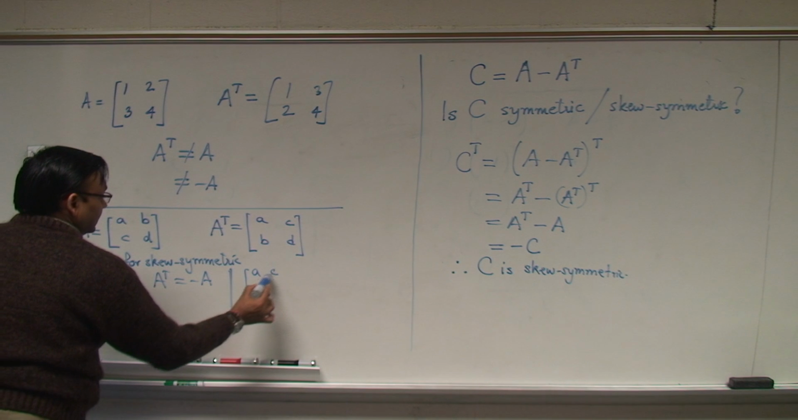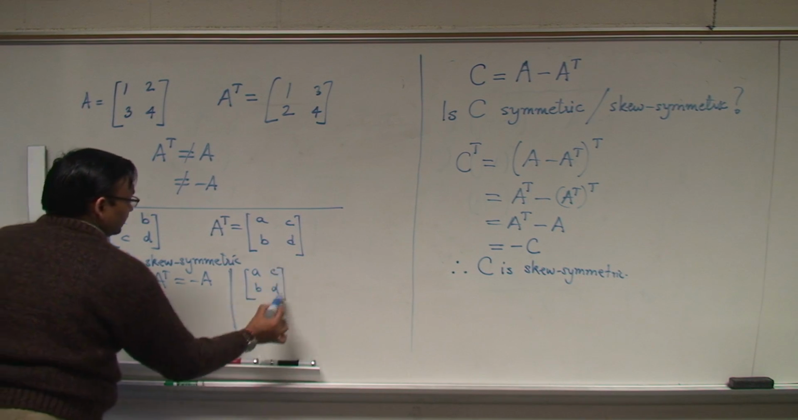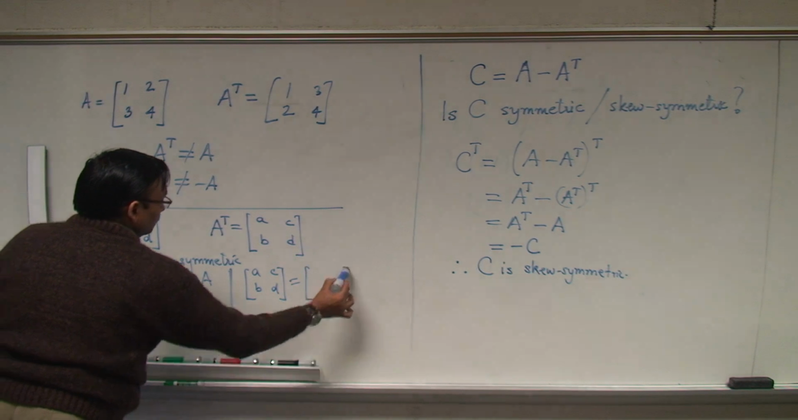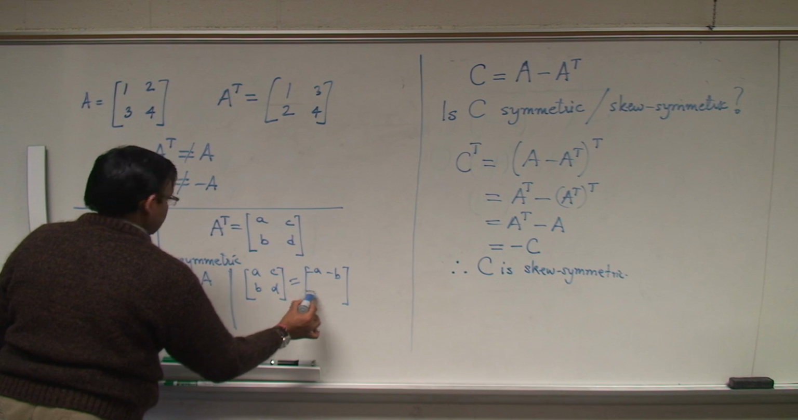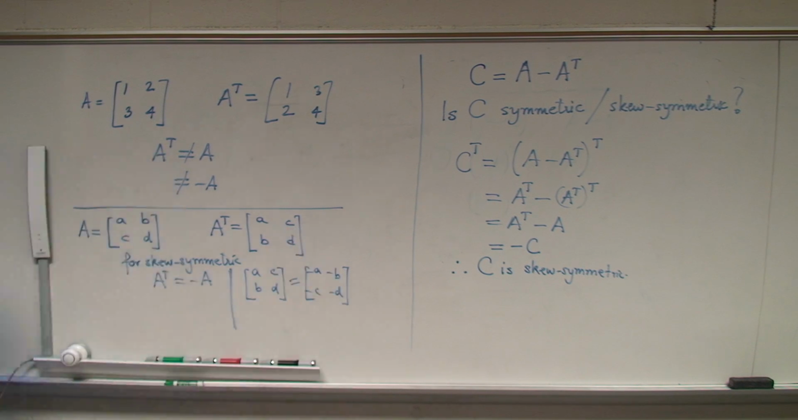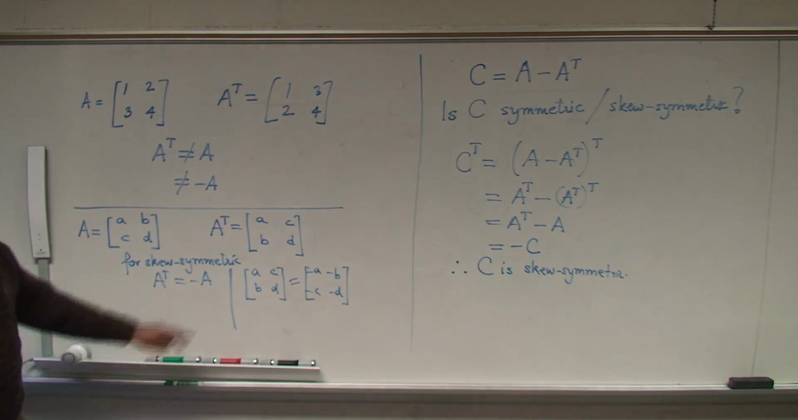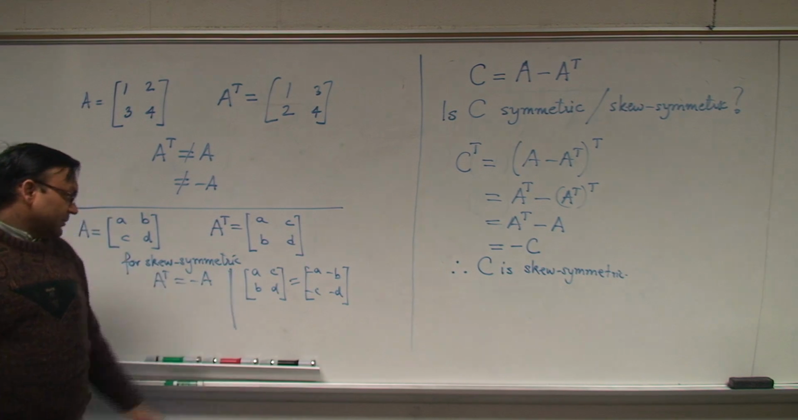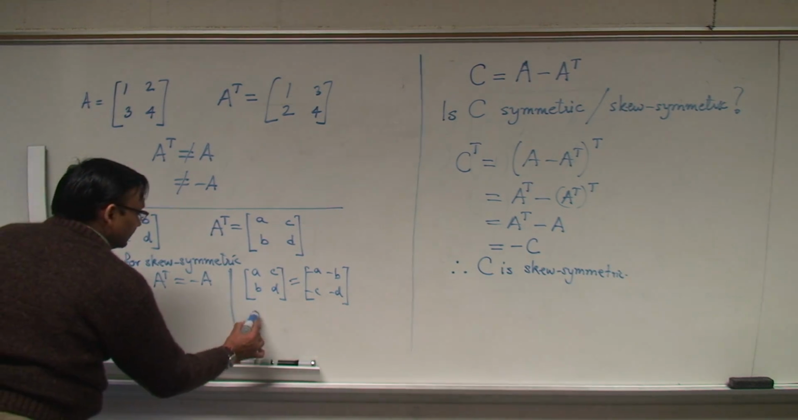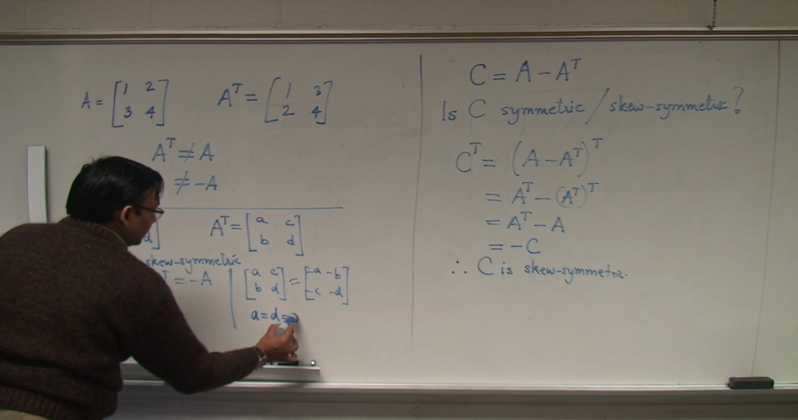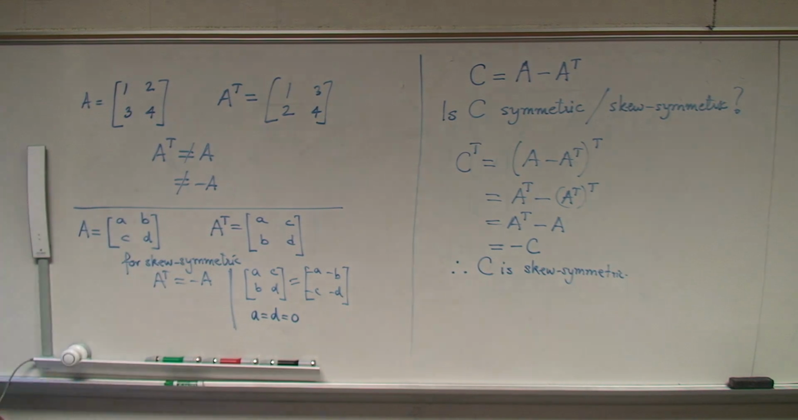that the matrix I have written for my A transpose must be equal to the matrix I get by multiplying each of these entries by a minus. Now, remember, these two matrices must be the same, so A must be the same as minus A, D must be the same as minus D, which can only happen when A and D are 0. So what does this tell us? This tells us that for a skew matrix, the diagonal entries must be 0.